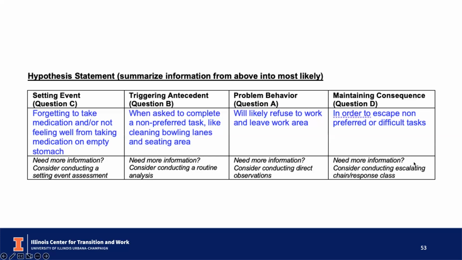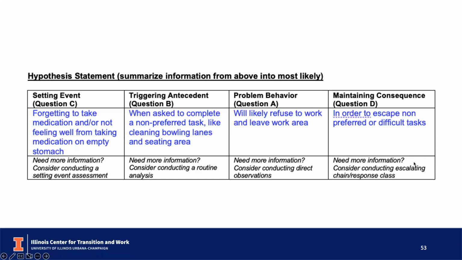And the problem behavior, this was from question A, all I did was summarize this. In Tony's case, he is likely to refuse to work and leave the work area. That's what the behavior looks like. But if I didn't know that information, something you might consider doing is conducting a direct observation or more direct observations.